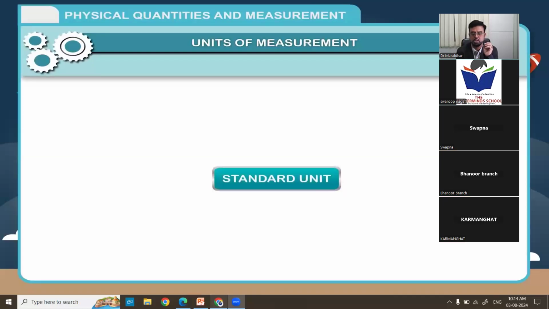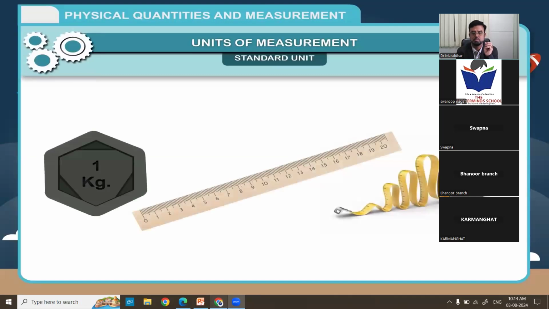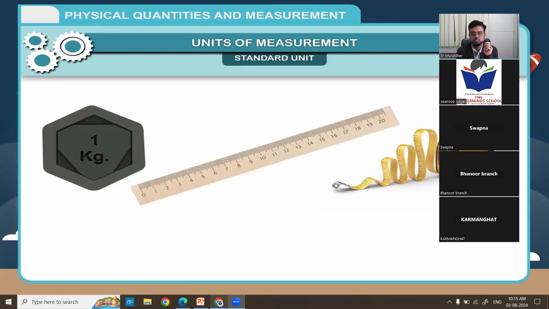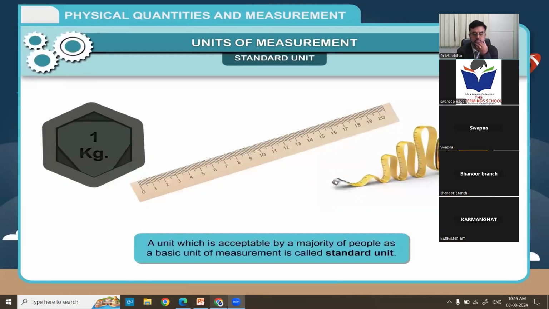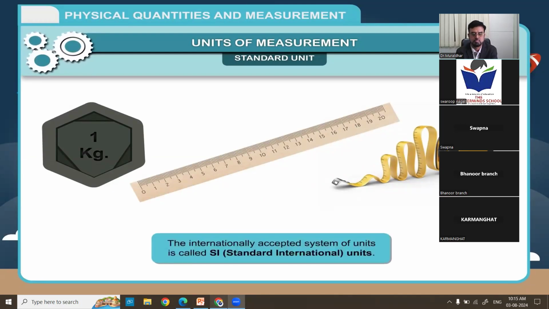Standard unit. To overcome variations in the measurement, the need of a system of standard units was felt. A unit which is acceptable by a majority of people as a basic unit of measurement is called standard unit. The internationally accepted system of units is called SI, Standard International Units.